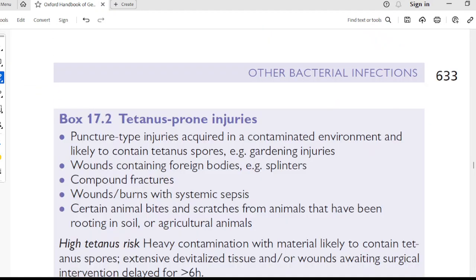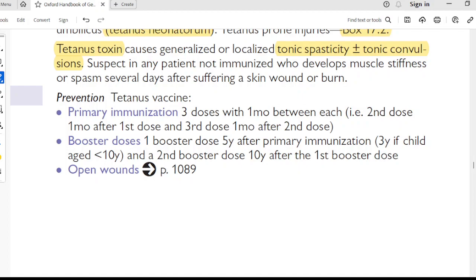Prevention: tetanus vaccine. So it's a vaccine-preventable disease. Primary immunization is 3 doses with 1 month between each. Second dose 1 month after the first dose, third dose 1 month after the second dose. So a 1 month gap, and 3 doses should be given.